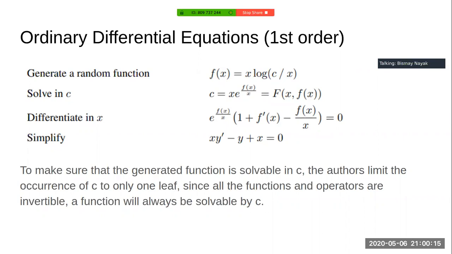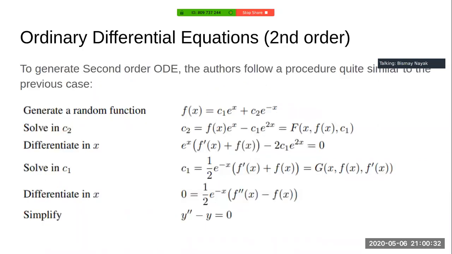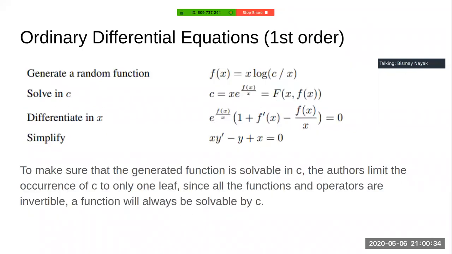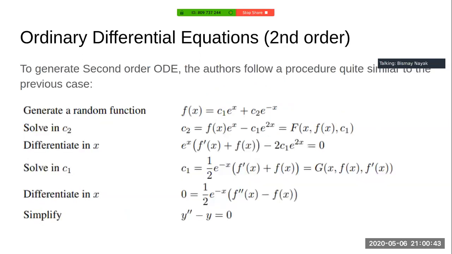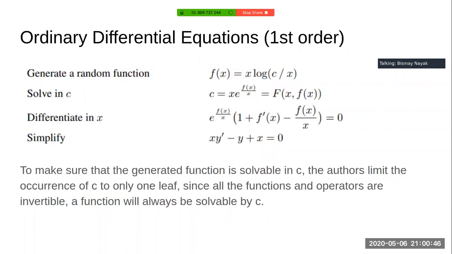After that, we obtain a term similar to what is written here, f of x, and we can then differentiate with respect to x and simplify it to obtain our first order differential equation. Now to generate the second order differential equation, you should know that the random function that was generated at the start was the solution, and the equation that was obtained at the end is the problem.